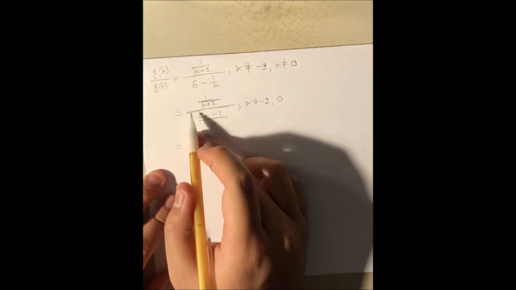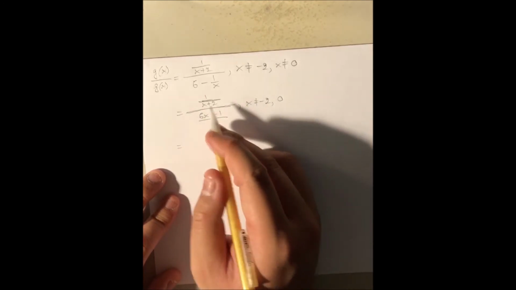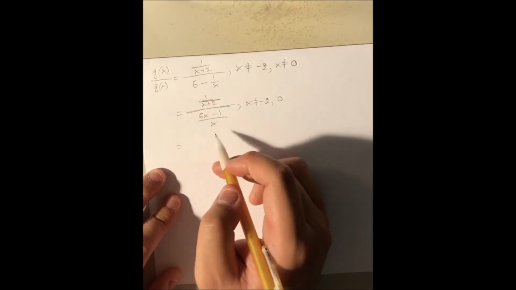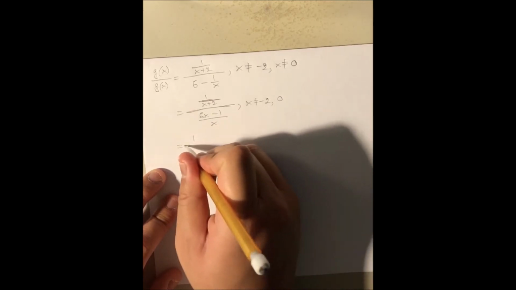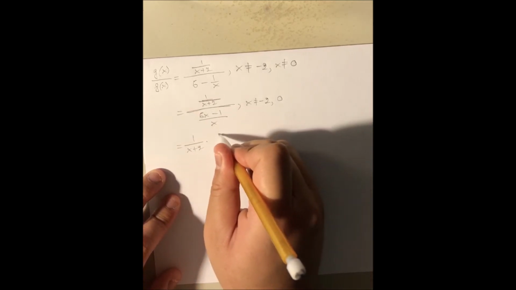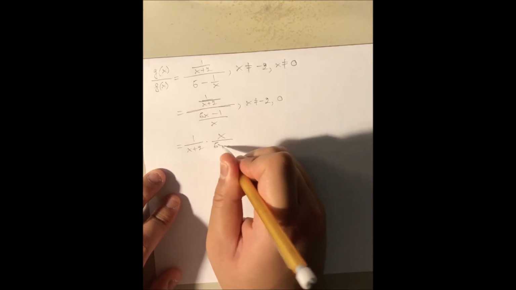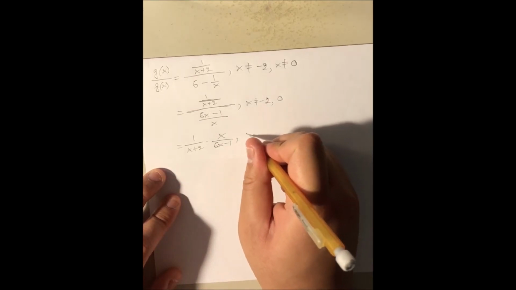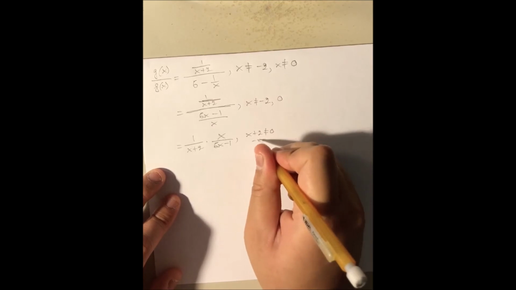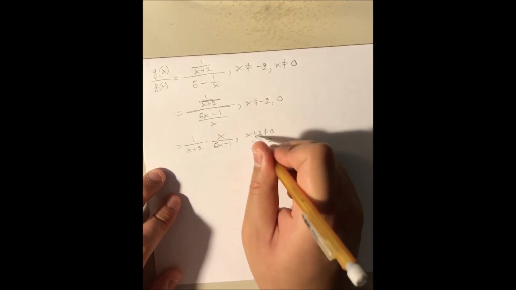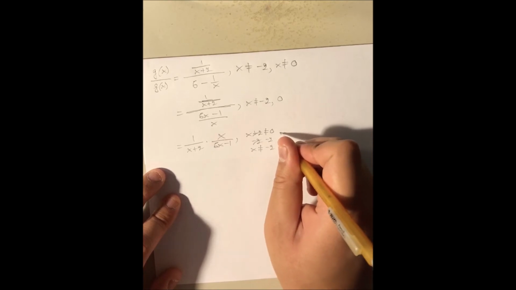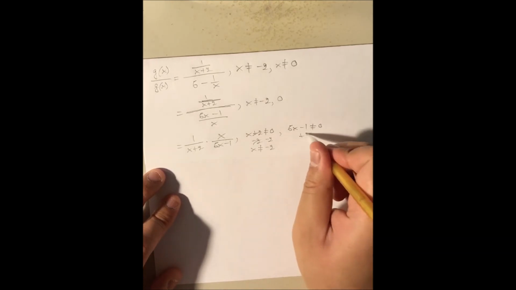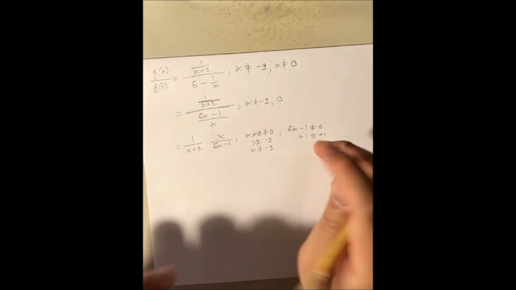And then changing this division into multiplication by keeping the numerator fraction the same and changing the denominator fraction into its reciprocal, we are going to have 1 over x plus 2 multiplied by x over 6x minus 1. And at this step we have x cannot be equal to negative 2, and we have 6x minus 1 cannot be equal to 0. So technically, oops, wait, what am I writing?